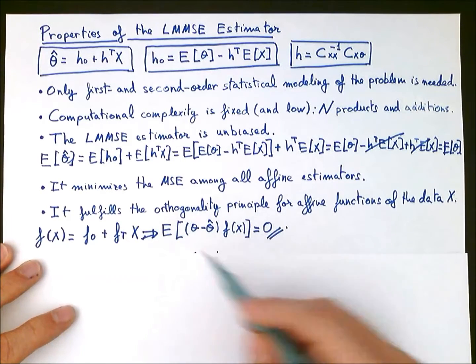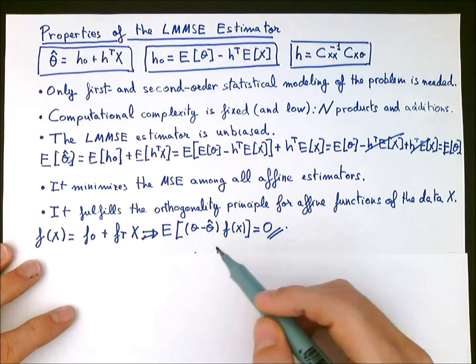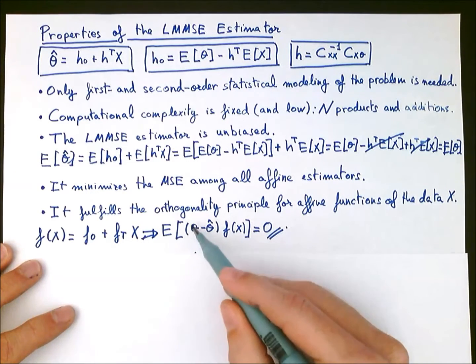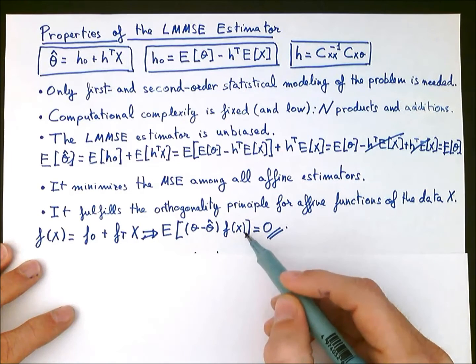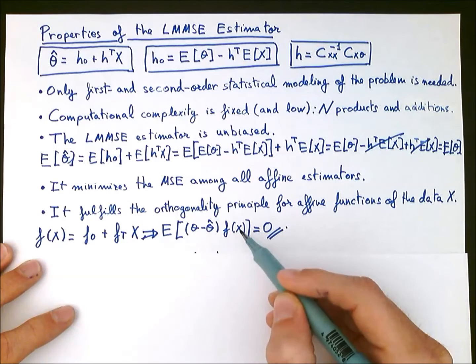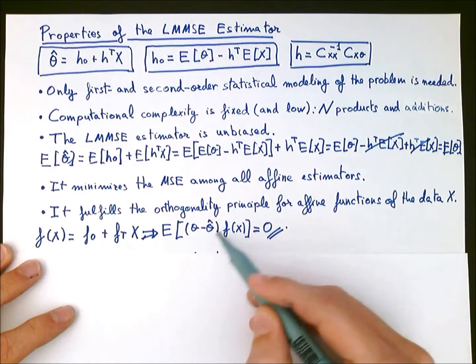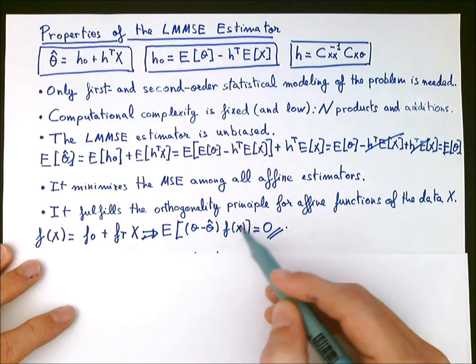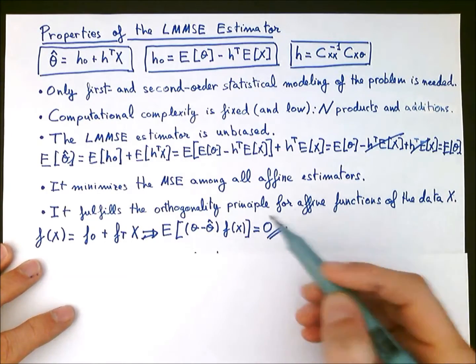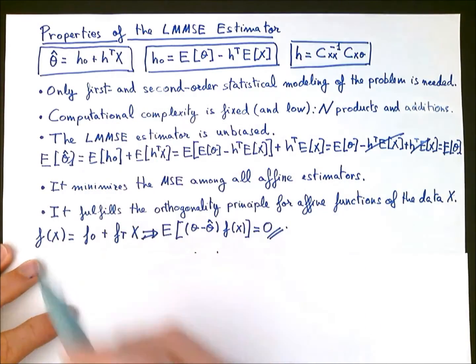What we can interpret from the orthogonality principle for LMMSE estimator is the fact that since the estimation error is uncorrelated to any affine function of the data, it is not possible to reduce the estimation error any further by using affine functions of the data. And this is so because we have computed the affine function to minimize the MSE.